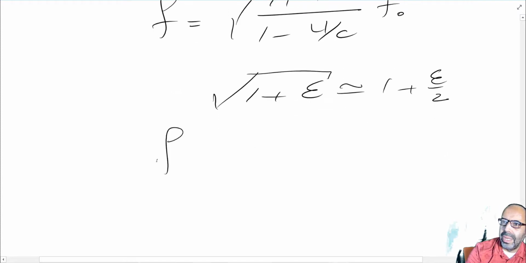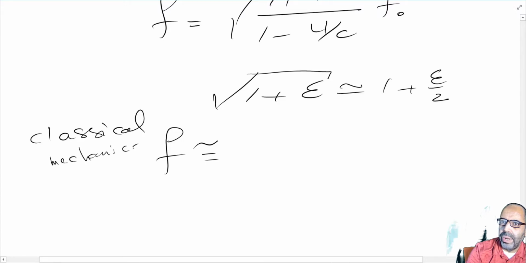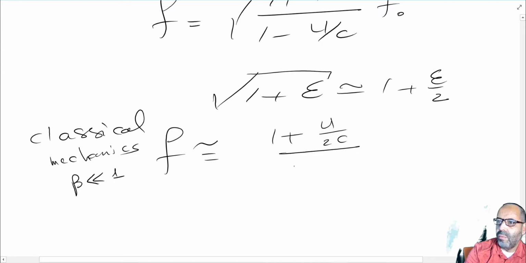So if we were doing this expression now in classical mechanics, basically in the case where beta is very, very small compared to 1, or u is very, very small compared to c, it's going to be 1 plus u over 2c over 1 minus u over 2c, times f naught.